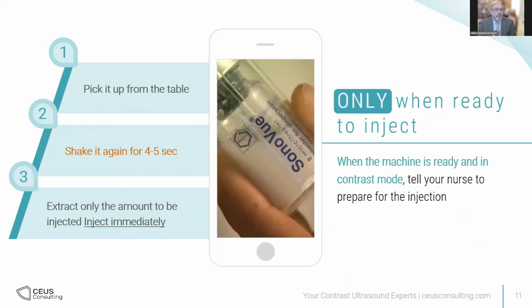And only when the machine is ready, this is something that I normally recommend, only when the machine is ready and waiting for the contrast, then you can ask the nurse to inject. She will pick up the vial again from the table, shake for 5 seconds, extract and inject immediately. If you always do that, you will always have the highest concentration of bubbles.